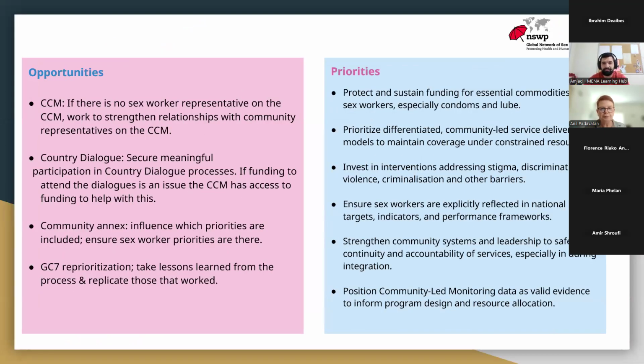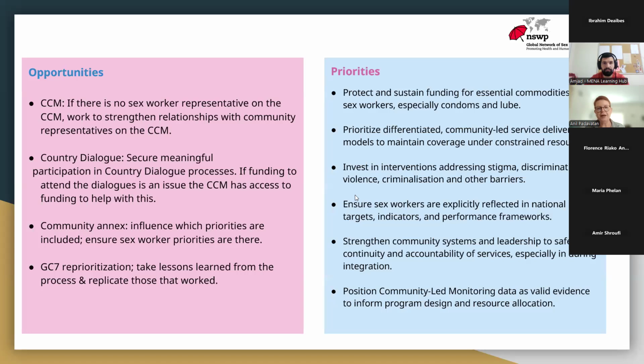For the sex work community, priorities include sustained funding for essential commodities for sex workers, especially condoms and lube. And as we're looking at the introduction of new modalities for prevention, we should not ignore condoms as a pillar for the prevention initiatives.